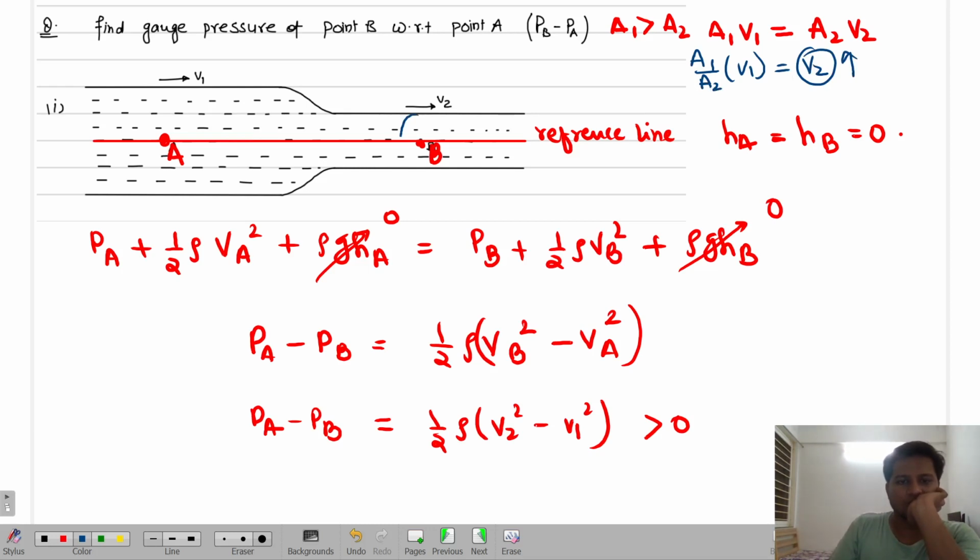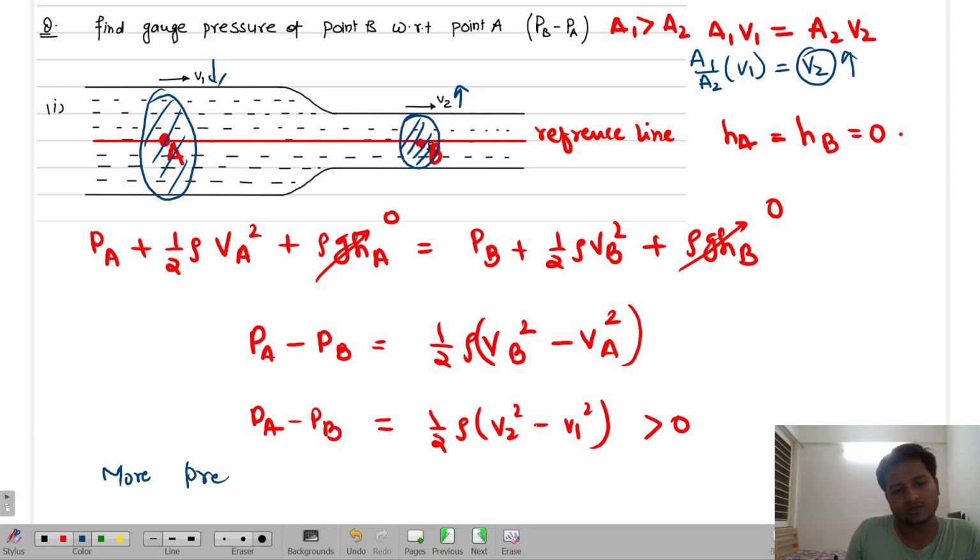Less cross-sectional area means V2 becomes higher, and for a bigger cross-section, V1 is lesser, isn't it? Yes. Now, if V1 is lesser, try to understand: if V1 is less and V2 is more, then only P minus PB is more, isn't it? Positive. So what does that suggest? If you have more pressure, then your velocity is less.